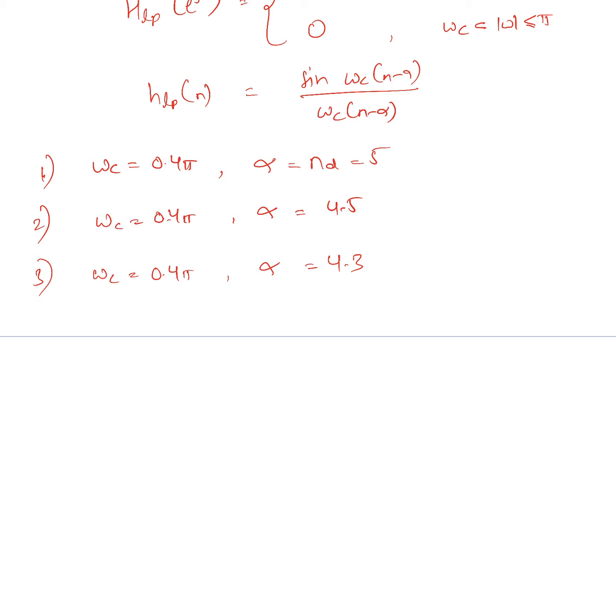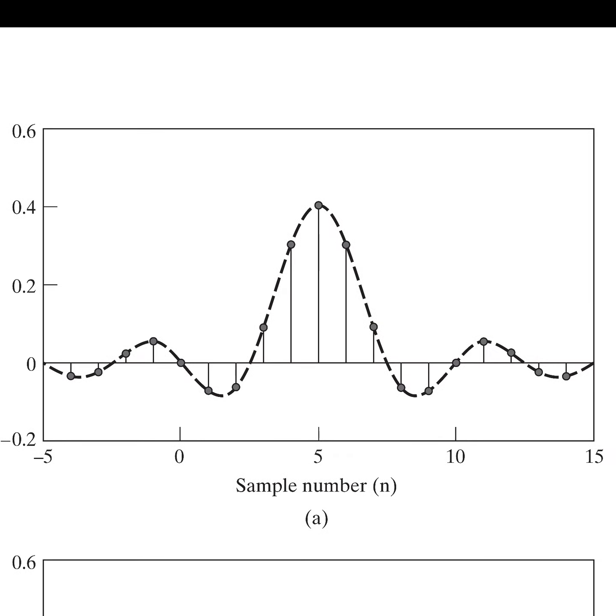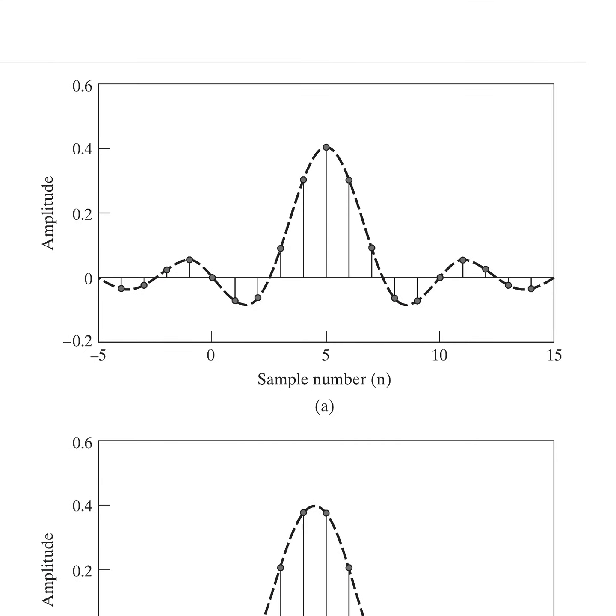So putting the first case, ω_c equal to 0.4π and alpha equal to some integer, this is the plot you will see. Okay, so figure A is for ω_c equal to 0.4π and alpha equal to 5. So what do you notice here, that the impulse response is shifted by 5 samples, and the middle point lies here.